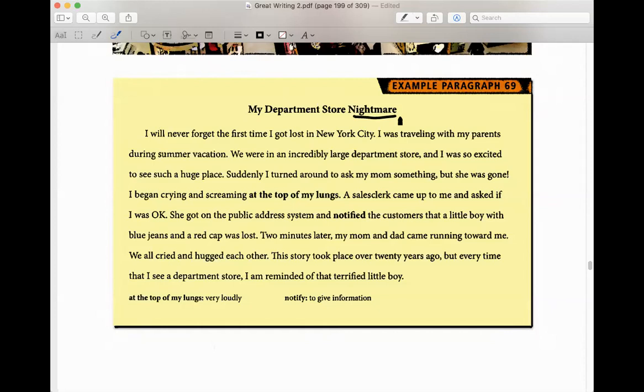A sales clerk came up to me and asked if I was okay. She got on the public address system, so the speaker system, and notified the customers that a little boy with blue jeans and a red cap was lost. 2 minutes later, my mom and dad came running toward me. We all cried and hugged each other. This story took place over 20 years ago, but every time that I see a department store, I am reminded of that terrified little boy. Okay.